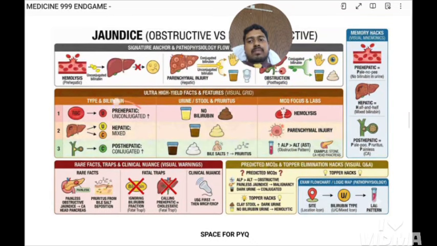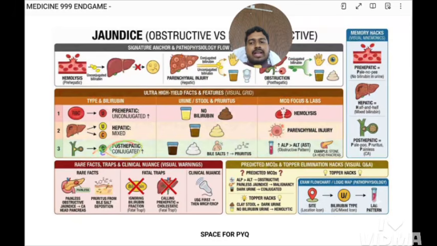Now RBC, pre-hepatic, unconjugated, so there won't be any bilirubin in urine and stool. So there is no urobilinogen, there is no stercobilinogen. That is because unconjugated bilirubin is not converted into conjugated one. So main reason is hemolysis in this case. And second is in case of neonatal jaundice. Second is in hepatic jaundice, some liver damage has occurred. There will be mixed picture. You will get stercobilinogen increased and urobilinogen increased.